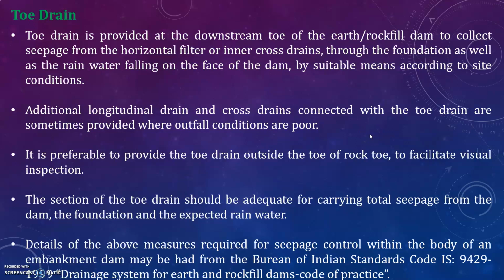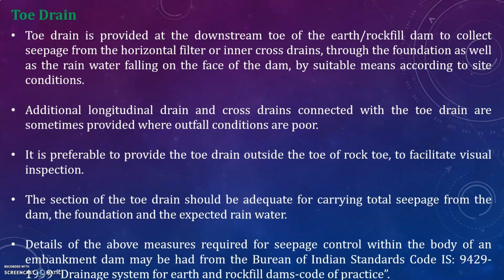Next type is toe drain. Toe drain is provided at the downstream toe of the earth or rockfill dam to collect seepage from the horizontal filter or inner cross drains through the foundation as well as the rainwater falling on the face of the dam by suitable means according to site conditions. Additional longitudinal drain and cross drains connected with the toe drain are sometimes provided where outfall conditions are poor.